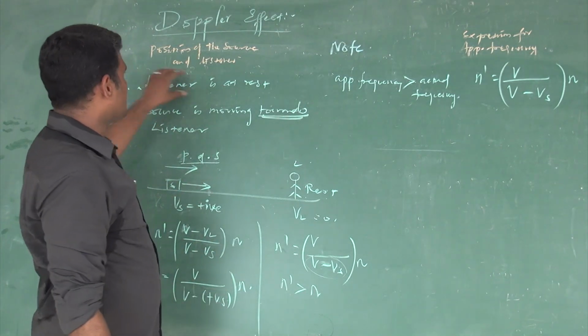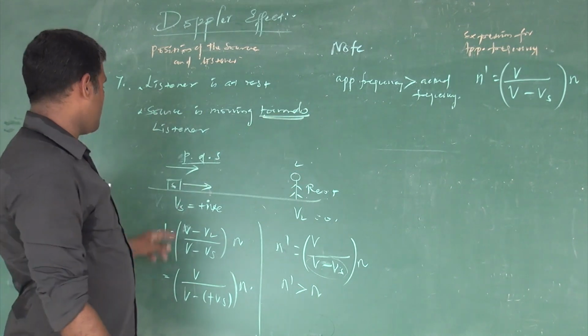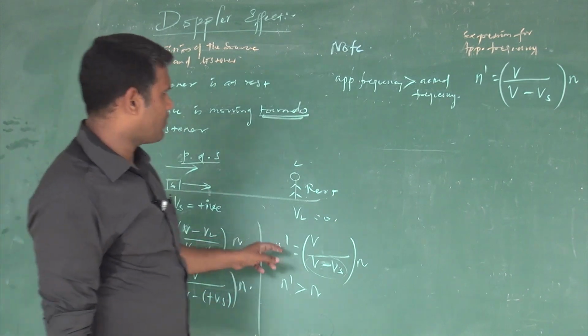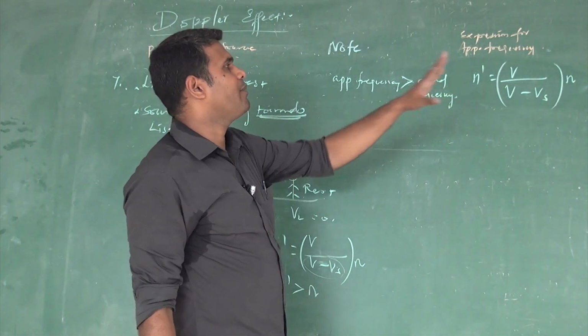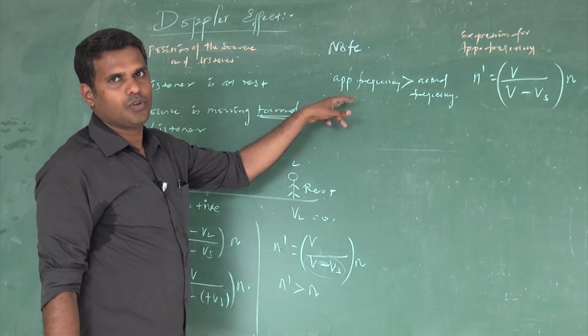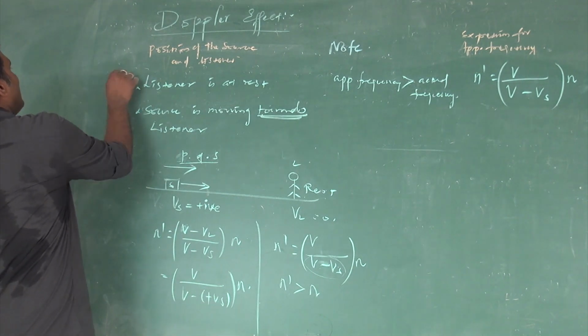So in the seventh case, listener is at rest. Source is moving towards the listener. So Vs is positive, VL is 0. By applying the sign convention, I am getting the expression N prime equals V divided by (V minus Vs) into N. So apparent frequency is greater than the actual frequency. Now, we shall go on to the eighth case.